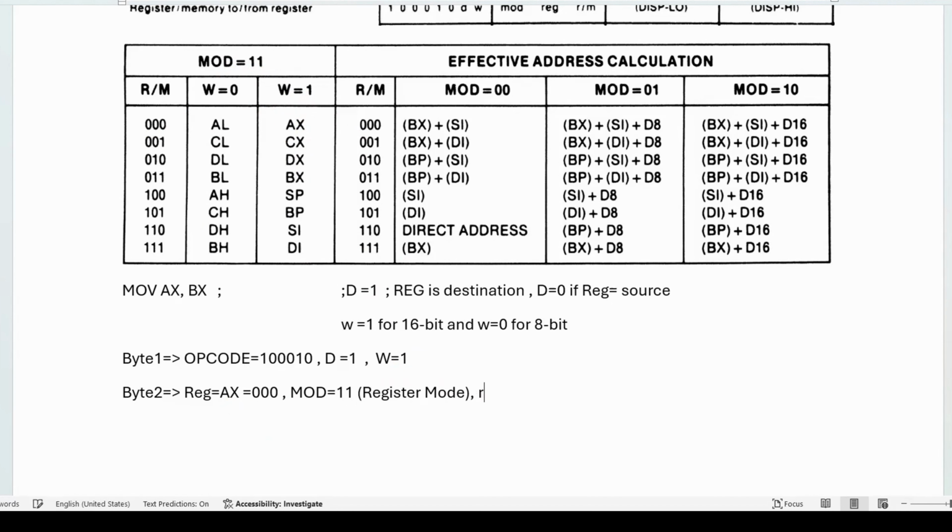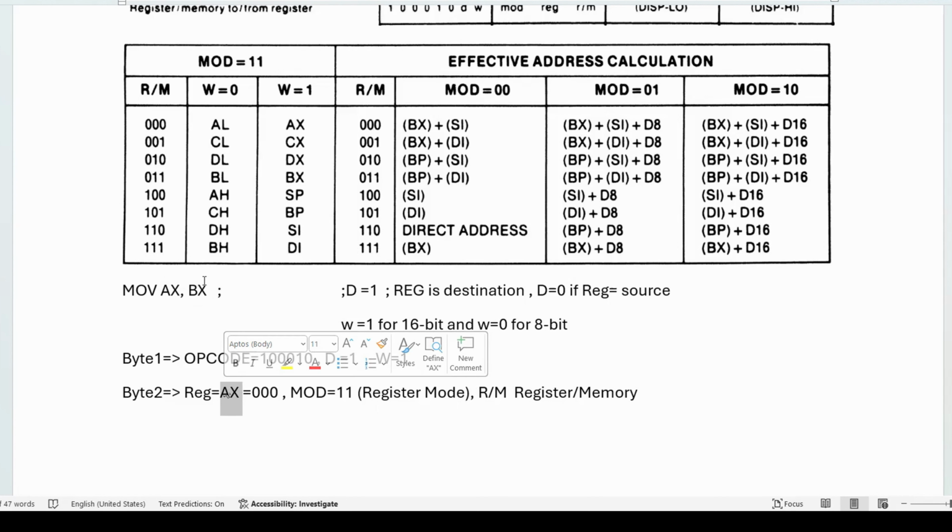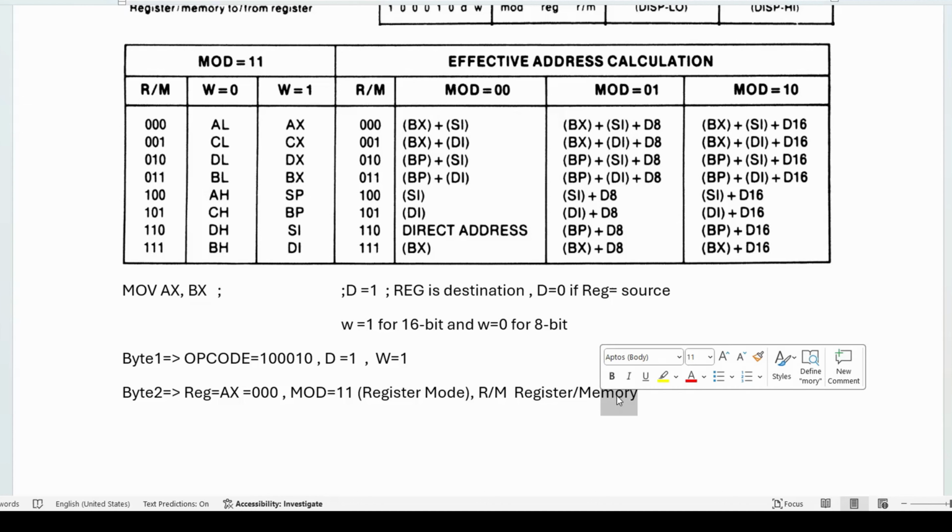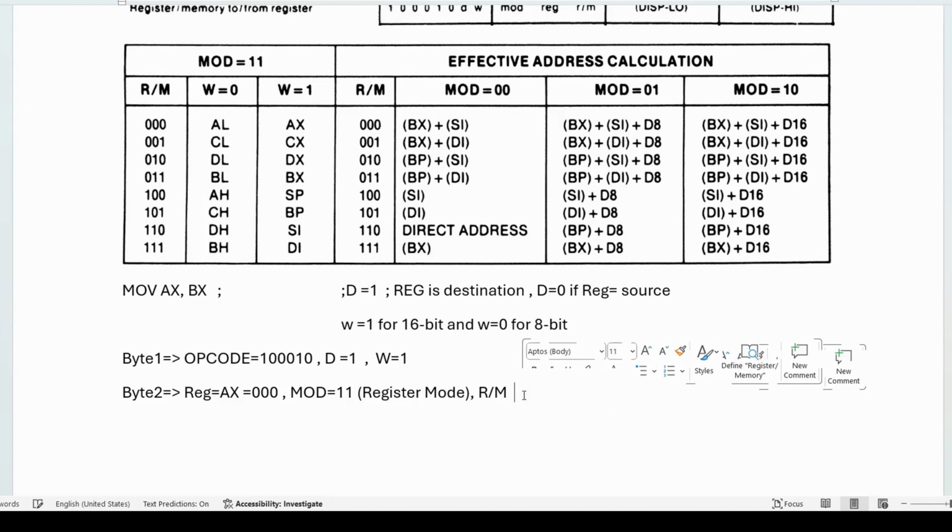Now, the last thing remaining in this byte 2 is r/m. R/m indicates register slash memory. If I talk about this instruction, we have only registers. One register is already coded, which is AX. So the next register remaining is BX. So the r/m field will be a register, because it can be either register or memory. But in this specific example, it will be BX.